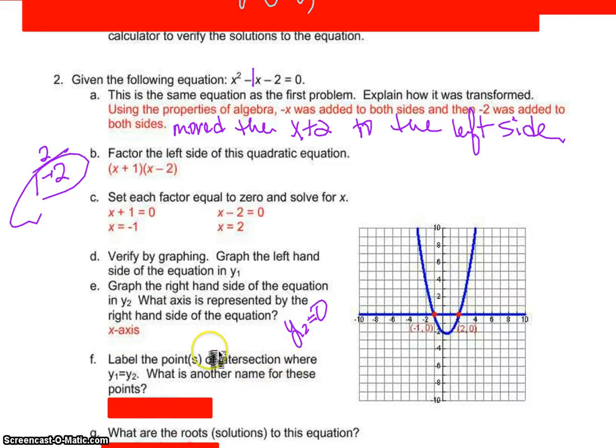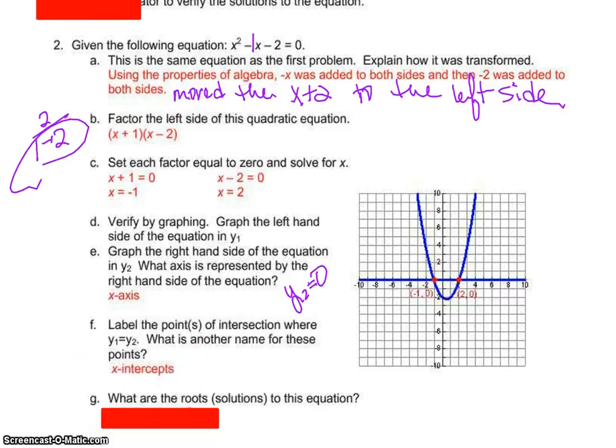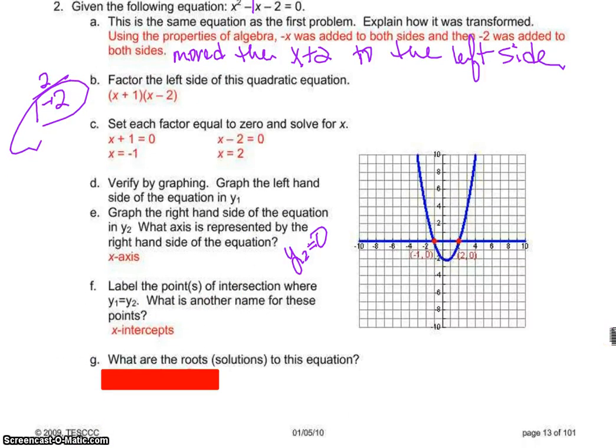Label the points of intersection where y1 and y2 meet. So you have a point here, you have a point here. These are also called your x-intercepts. So what are the roots or solutions to this equation? Well, remember, a root is a solution, is an answer, is an x-intercept, is where it crosses the x-axis. So -1 and 2.